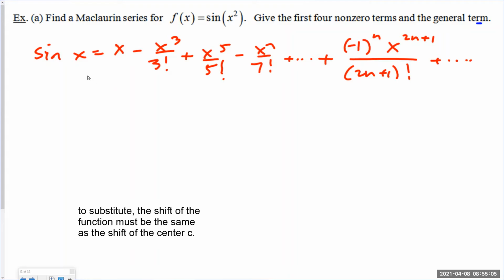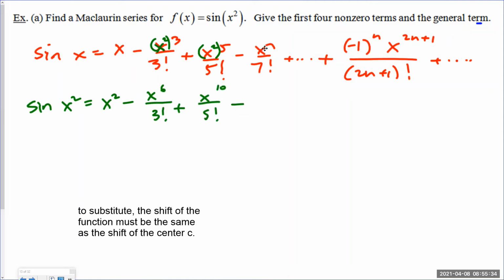What I'm going to do now is everywhere there's an x, I'm going to put in an x squared. So this x becomes x². This right here, be careful. This quantity x becomes x², so do you see that that is actually x⁶? This quantity x becomes x², so this becomes x¹⁰. This quantity x becomes x², so this becomes x¹⁴, plus dot, dot, dot. So guys, what we do here, we also do to the general term.